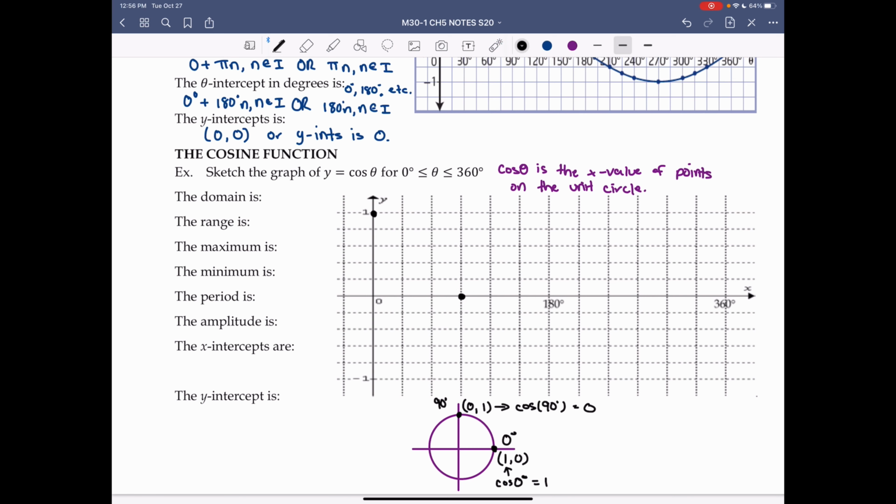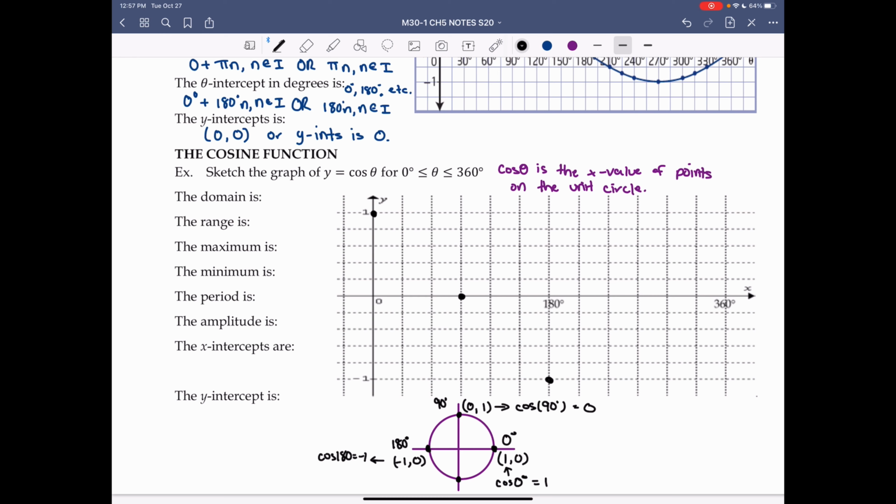And there we go. Look at the next point at 180 degrees. We have the point -1, 0, which tells us that cos of 180 equals -1. So at theta equals 180 on our graph, go down to y equals -1 and put a dot.